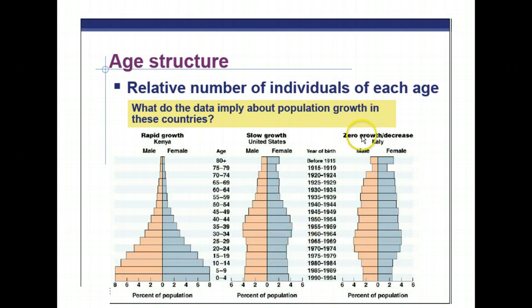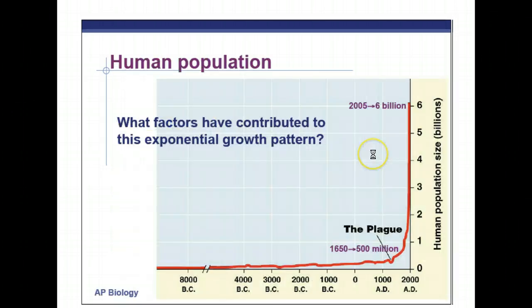Then over here we have the zero growth and even a decrease in population. We have a lot more old people versus young people. The problem that Italy faces is that as their population gets older, they have fewer young workers to support the older population, and their economy has to reflect that in the future if they want to continue giving benefits to the people that are not currently in the workforce anymore. Human population exhibits exponential growth. The reason why, we've increased our carrying capacity, our food supply, as a result of agriculture and the Industrial Revolution.